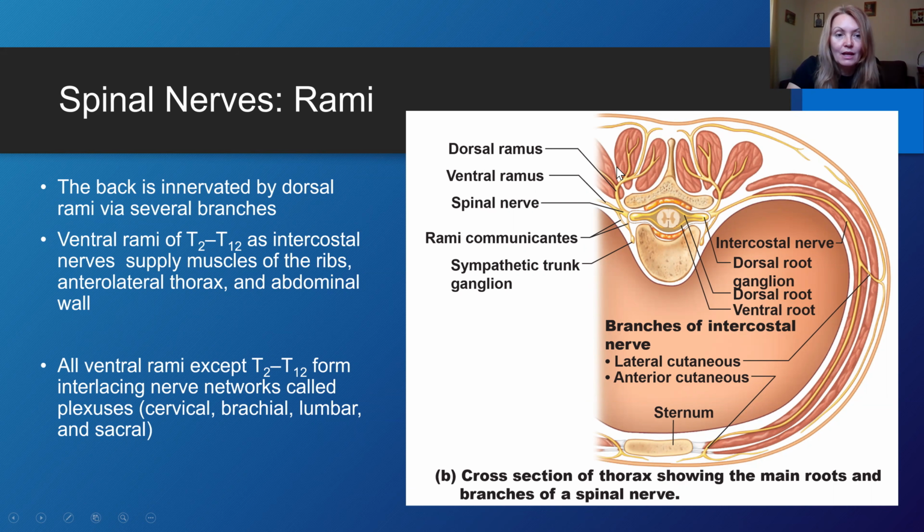Ventral rami T2 to T12 become intercostal nerves. So you see they go between your ribs, and they supply muscles of the ribs, the anterior lateral thorax, and the abdominal wall. And T2 to T12 is referring to your vertebrae.